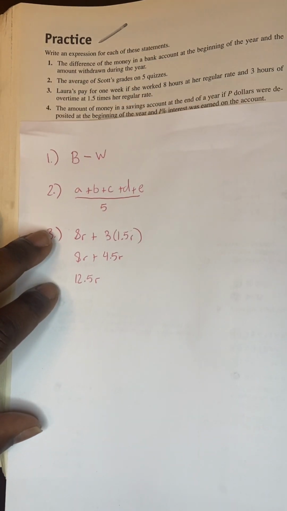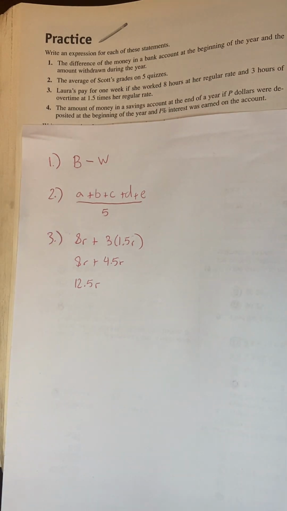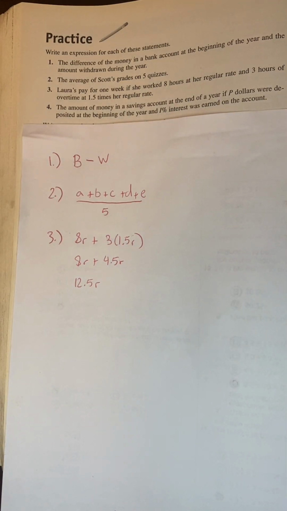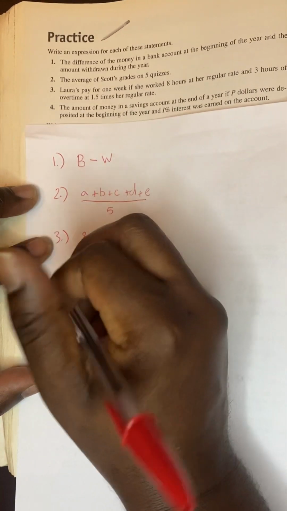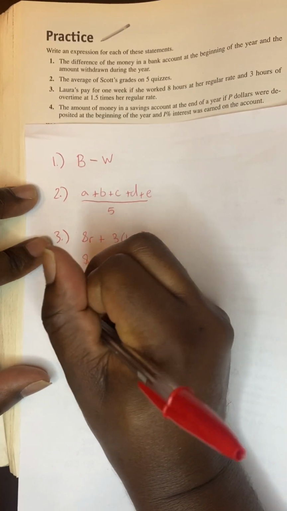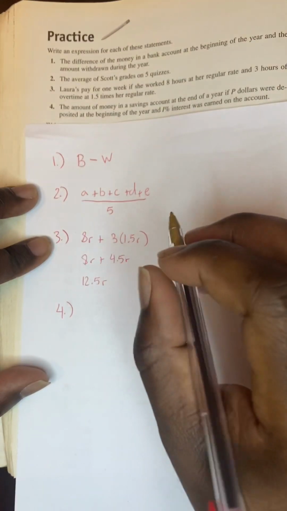All right. Number 4, the amount of money in a savings account at the end of the year if P dollars were deposited at the beginning of the year, and that's not a 1 percent, that's an I percent. Looks like I percent. Yeah, I'm gonna say I percent interest was earned on the account, okay? So these ones are pretty tricky because they involve percentages, but it's okay. So again, remember, this is an expression. We don't have any equations here.